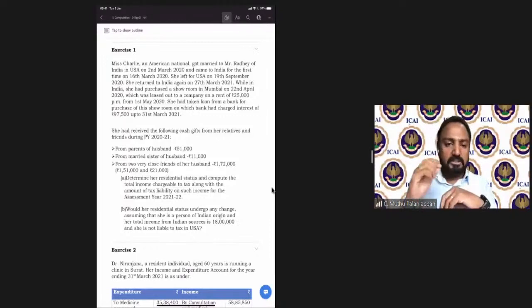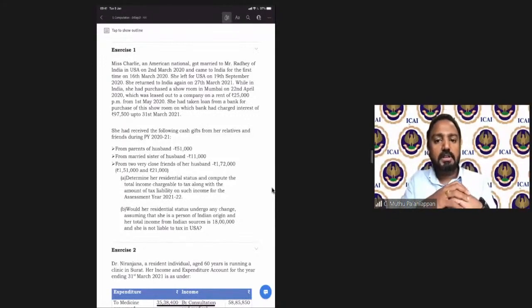There is a person, Miss Charlie, who is an American national. She has got married to a person from India. She got married in the US only. On 2nd March 2020, she came to India for the first time. On 16th March 2020, she left India. She returns back to the USA on 19th September 2020.